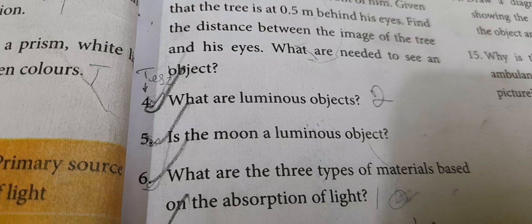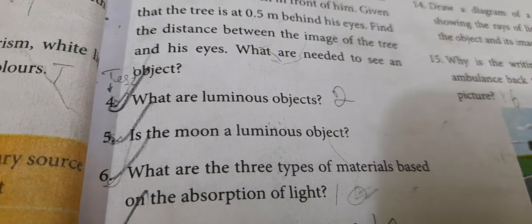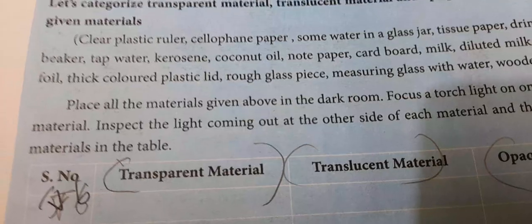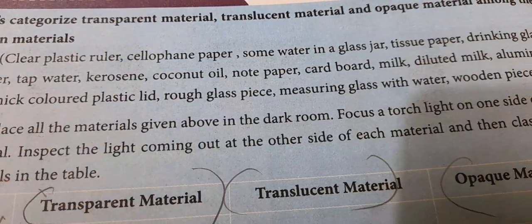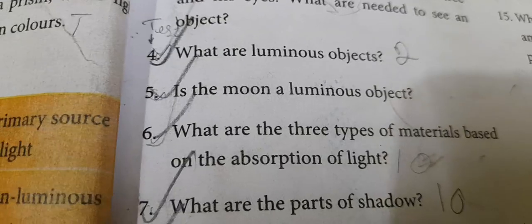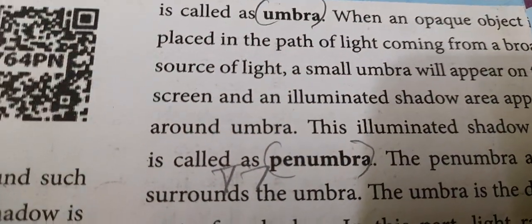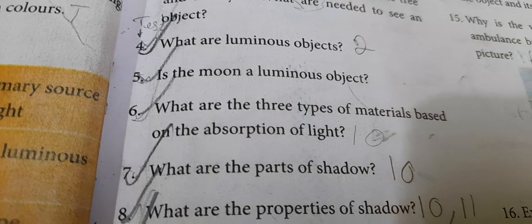Sixth question, what are the three type of materials based on the absorption of light? Answer வந்து page number 10 la இருக்கு. Answer வந்து transparent material, translucent material, opaque material. The seventh question, what are the parts of shadow? Answer வந்து page number 10. Umbra, penumbra.